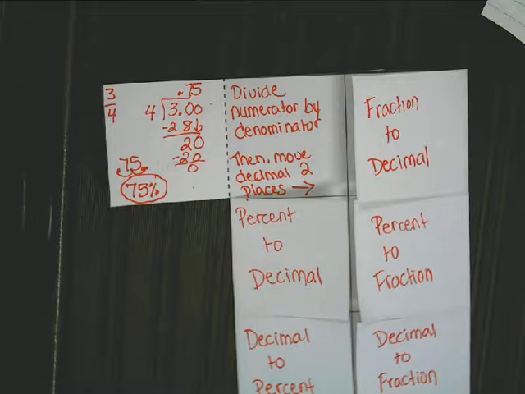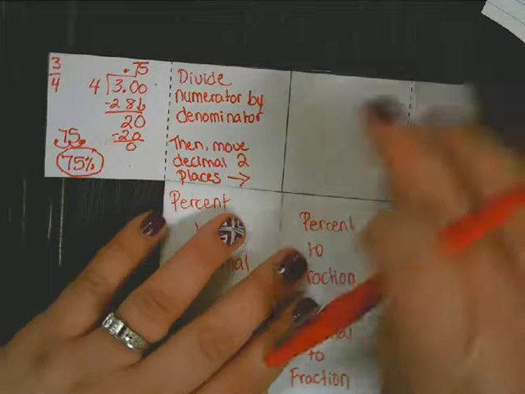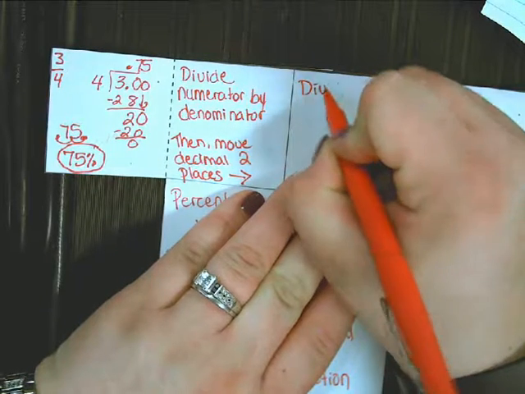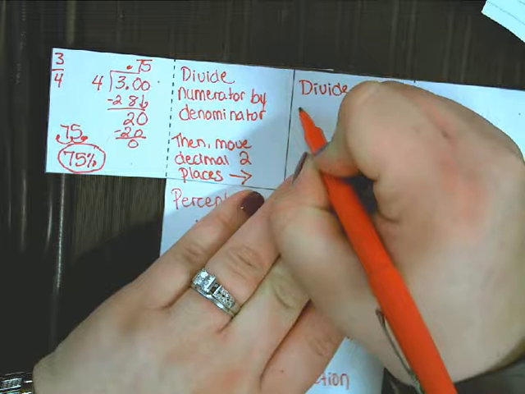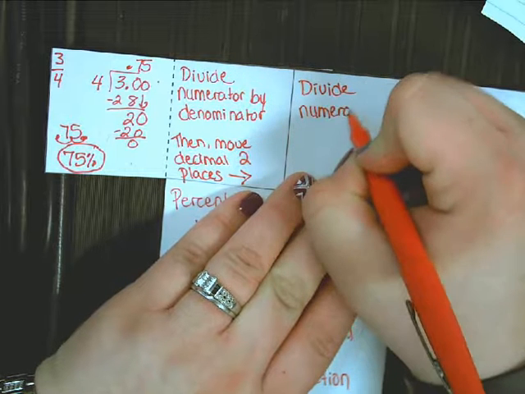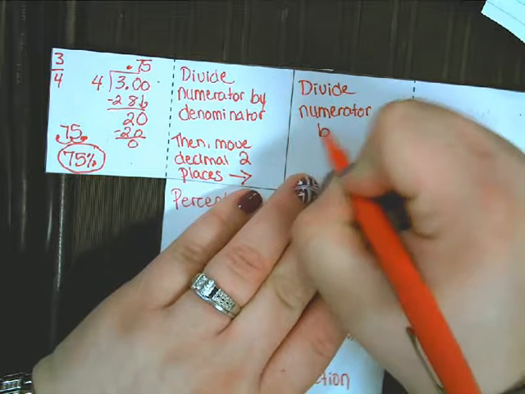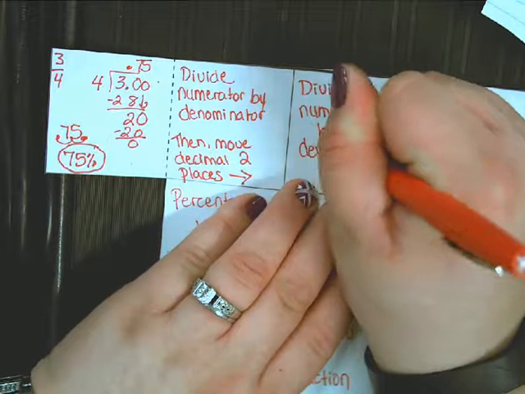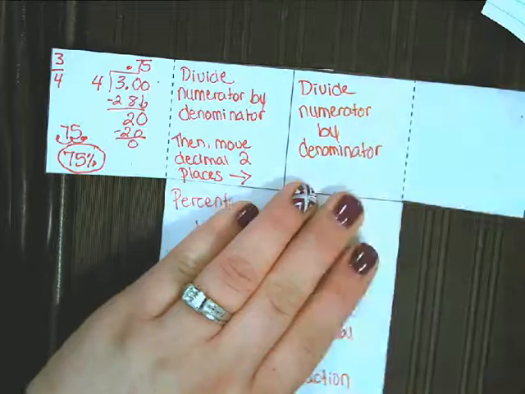Okay, so if we're looking at fraction to decimal, same concept. You're dividing your numerator by the denominator. So if you're going fraction to decimal, you just have to divide. You don't have to move the decimal.